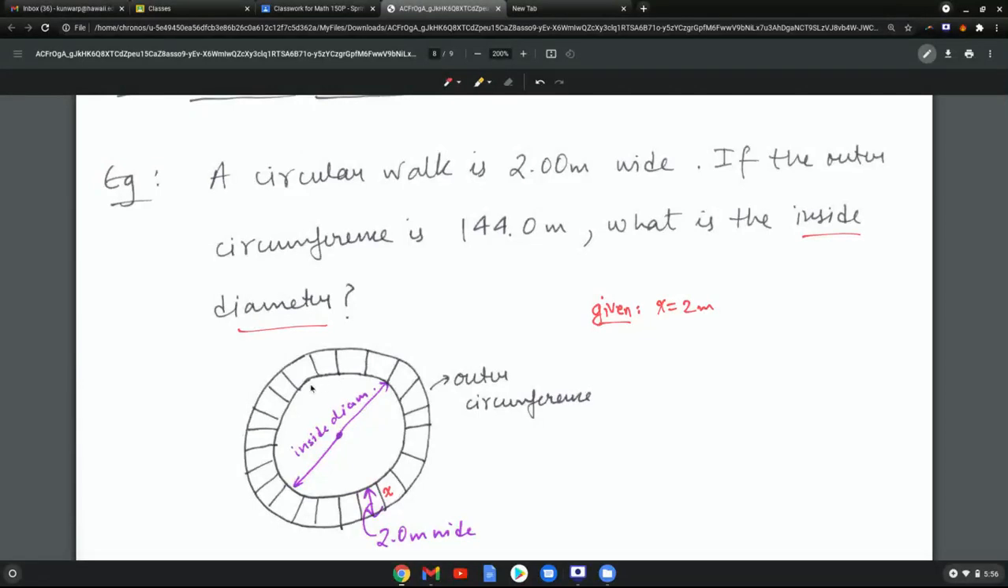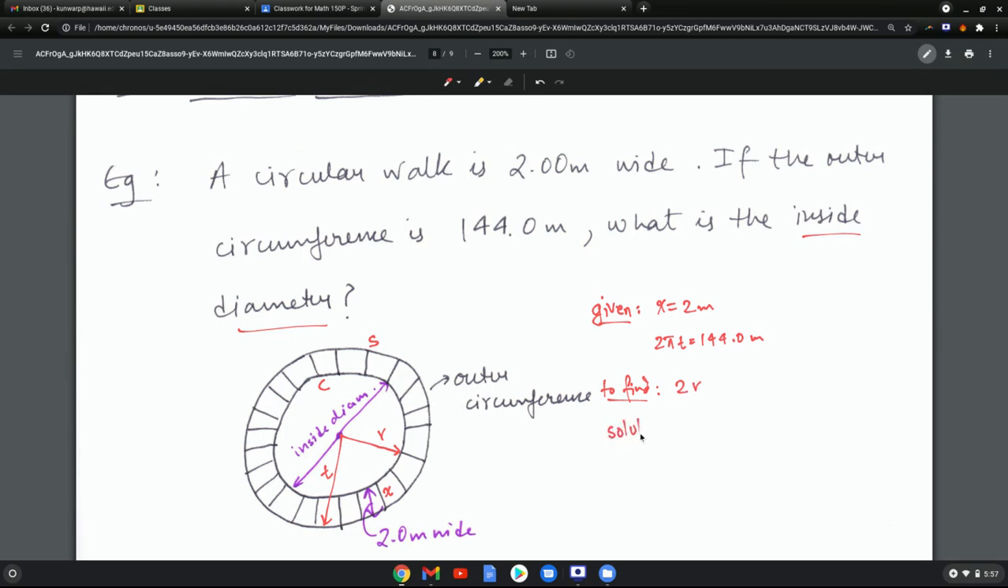Now let's give these circles names. Or perhaps a better way is let's give these radiuses names. Let's call this R and let's call this T. Now the outer circumference is 2 pi times T, which is given to be 144 meters. And then to find, what are we trying to find? We're trying to find the inside diameter, which means we are trying to find 2 times R.